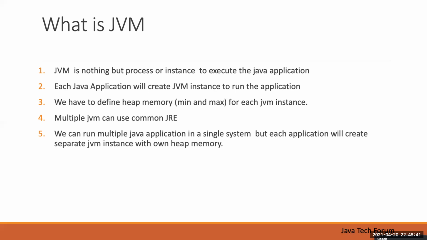Each and every JVM has its own heap memory. It will occupy its own heap memory space. If you're running multiple JVMs in a single system, it will occupy separate heap memory for each and every JVM.